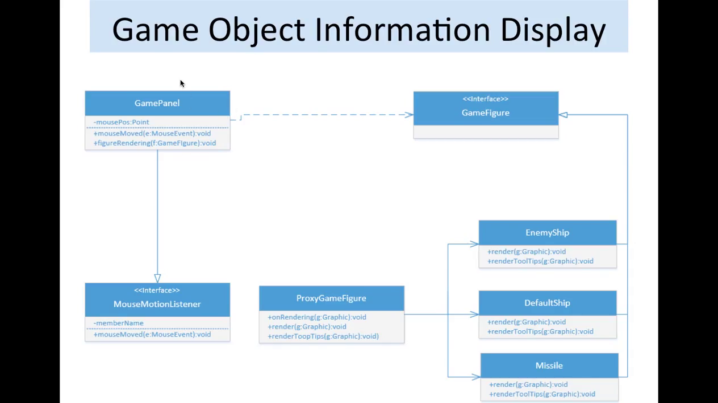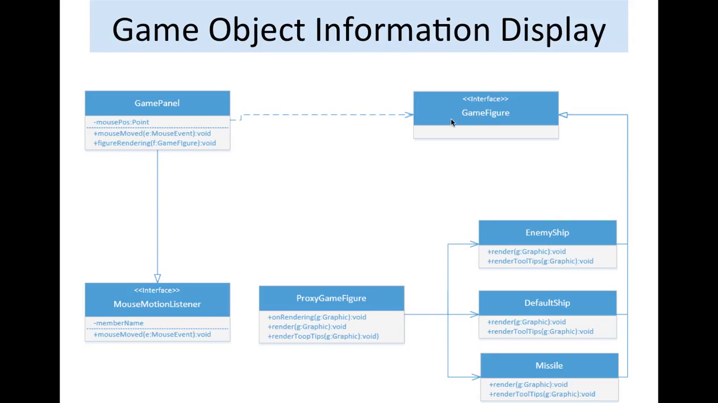This is the structure for the game object information display when the player holds the mouse over an object. I use the proxy design pattern. First, the game panel class implements the MouseMotionListener to get the mouse position. I changed the figure random method to figureRandomly. In figureRandomly, it uses a proxy figure to render the object. The right part is the proxy design pattern.